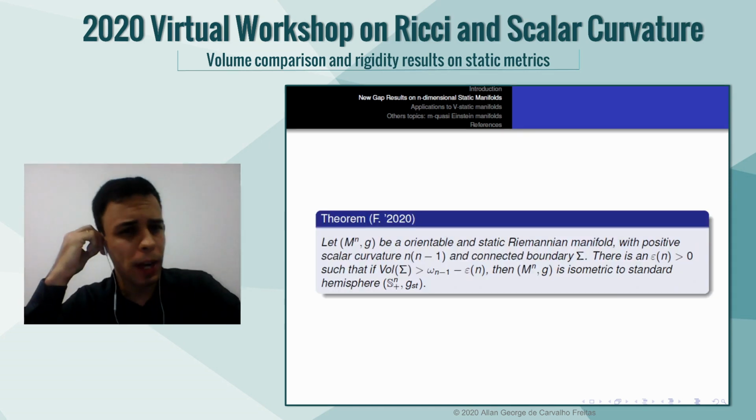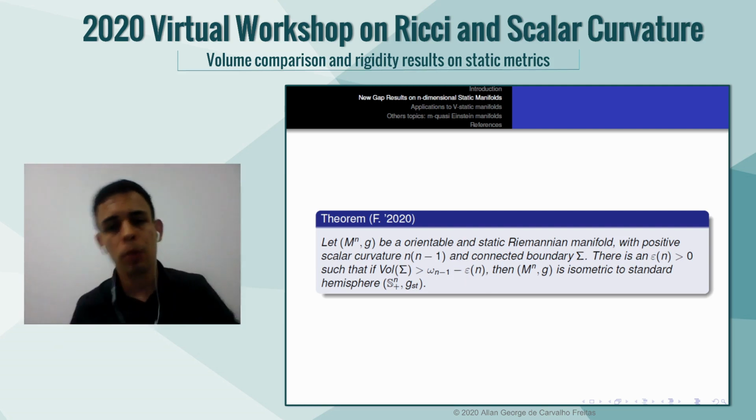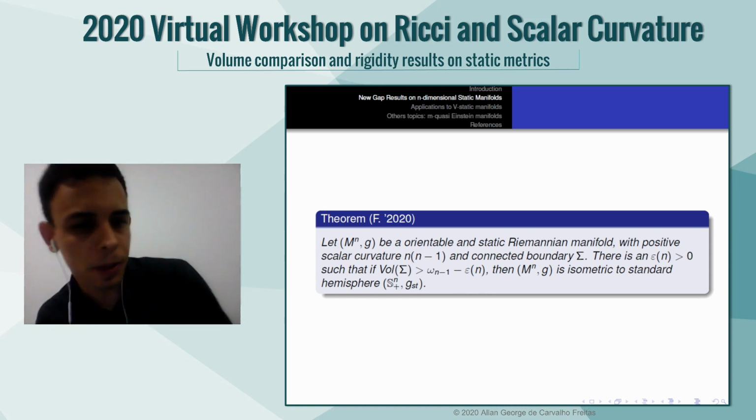Furthermore, we also have a gap result in the following sense. If you have a compact static Riemannian manifold with positive scalar curvature n(n-1) and a connected boundary, then there is an epsilon that depends on the dimension, such that if the volume is greater than the volume of the (n-1)-dimensional sphere minus this epsilon, then the whole manifold is isometric to a standard hemisphere.